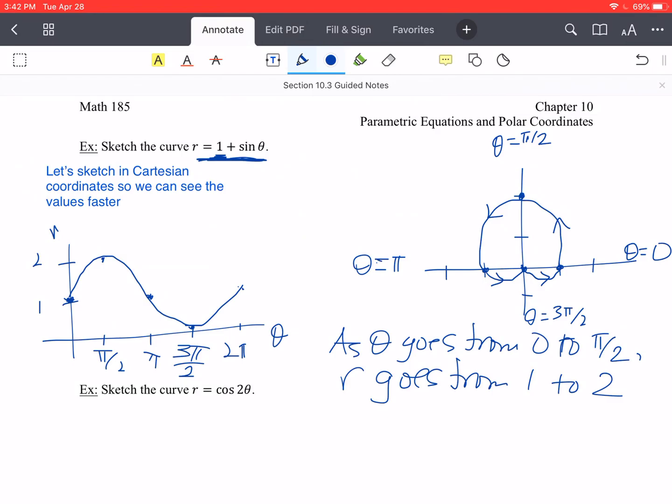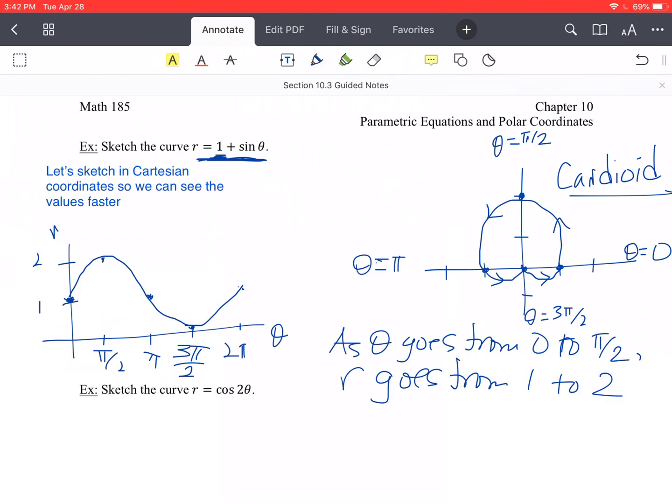So this particular shape, it has a special name. It's kind of a more common one that we encounter. This is called a cardioid. It's called cardioid because it looks kind of like a heart. So if it was drawn a little more smoothly, it would look kind of like that. Okay, so this is a cardioid, and that's kind of the method that we're going to be using to sketch out these polar curves. So let's look at one more.